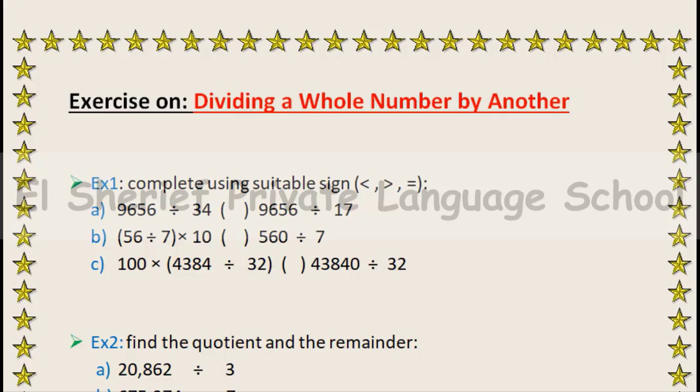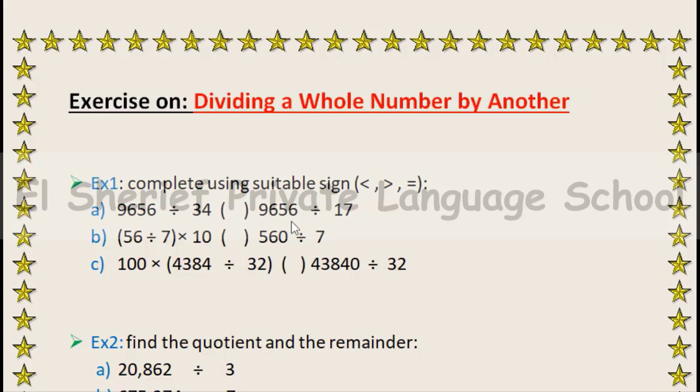Today we will solve exercise on dividing a whole number by another. Exercise 1. Complete using suitable sign, more than, less than, or equal. Letter A. Here we have 9656 divided by 34 and 9656 divided by 17.